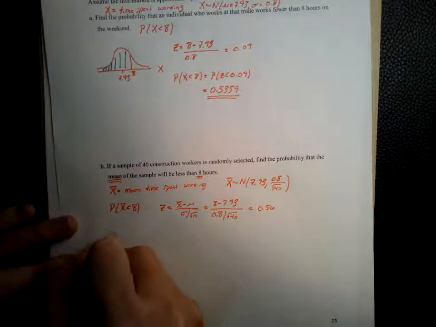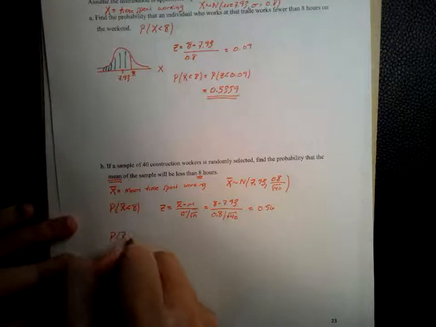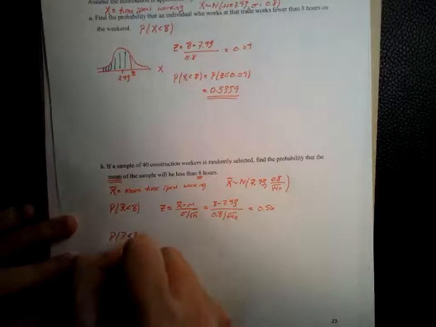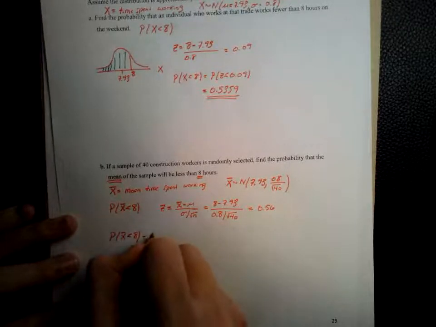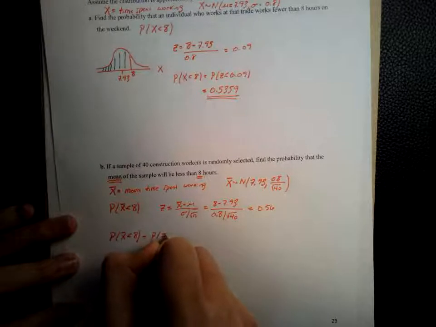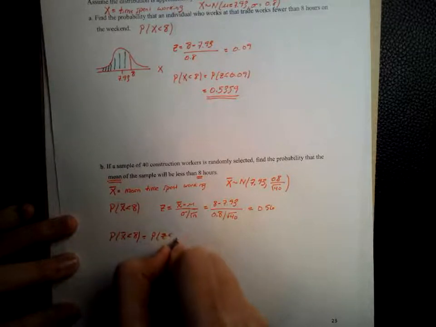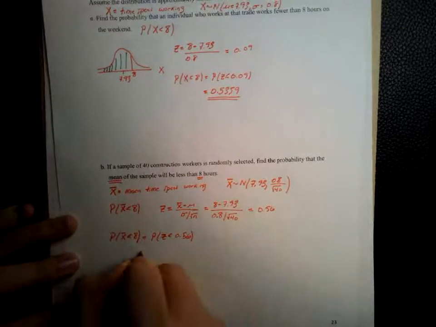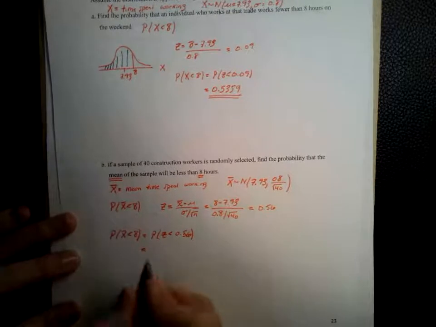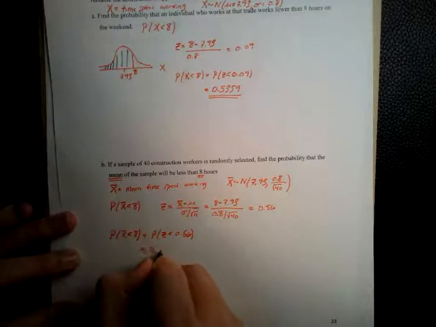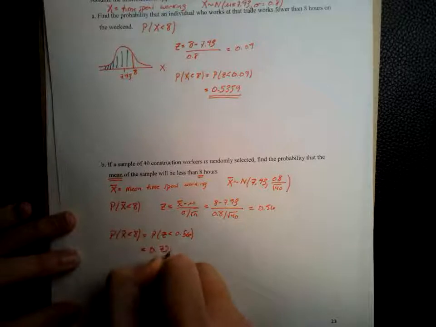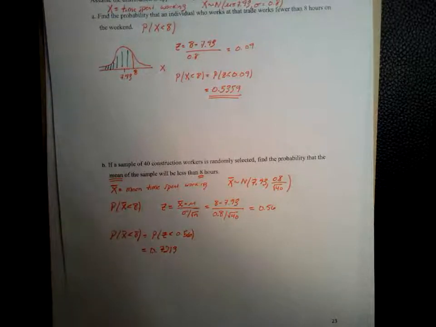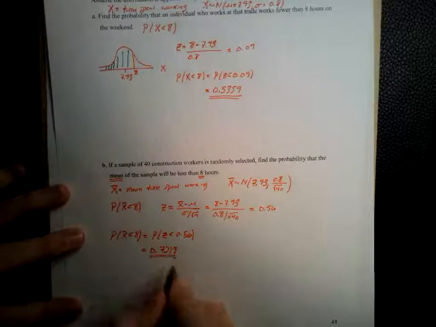Then that means the probability of x bar being less than 8 is the same as the probability of z being less than 0.56. And this we can find in the table, and if you look for it, it is 0.7213. And that is how you find those two areas. And that would be our final answer we want.